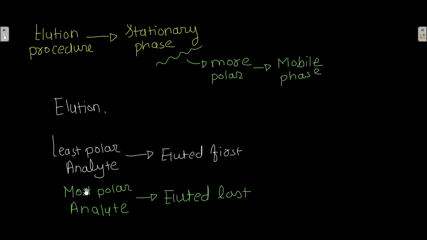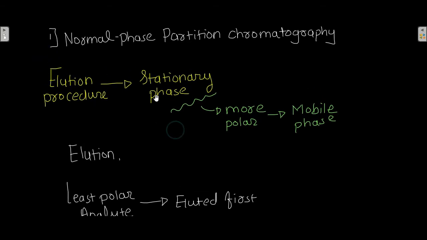So the more polar analyte will stick to the stationary phase and the least polar will not interact with the stationary phase, and that is the reason why the least polar will elute first and then the most polar will elute last. That is what is happening in normal phase partition chromatography. The stationary phase is more polar than the mobile phase.